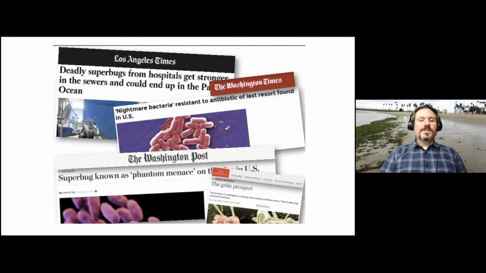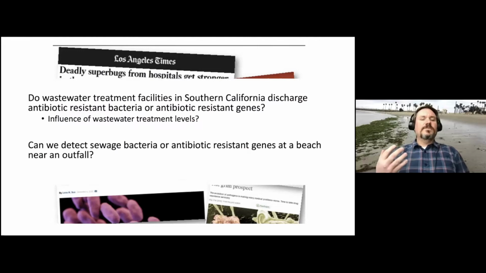And so we wanted to investigate whether or not the wastewater treatment plants in Southern California discharge antibiotic-resistant bacteria or antibiotic-resistant genes, and is there any difference in the treatment levels of these sewage treatment plants? And then our next question, ideally once we find the answer to that, was can we detect sewage bacteria or antibiotic resistance genes at a beach near a sewage treatment outfall?